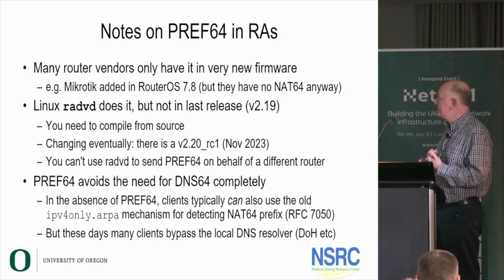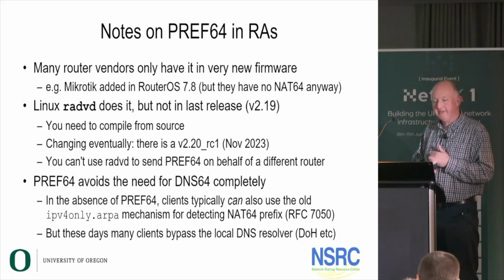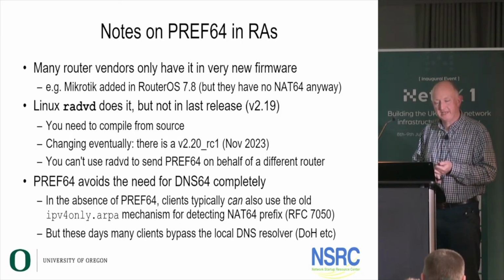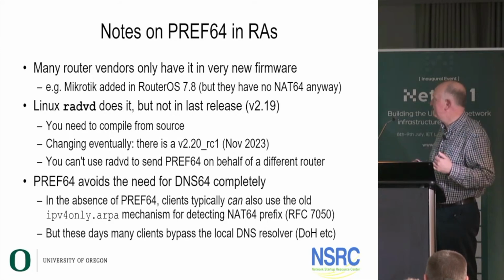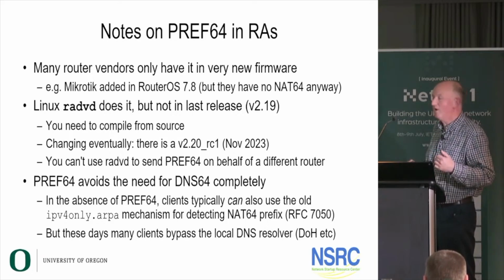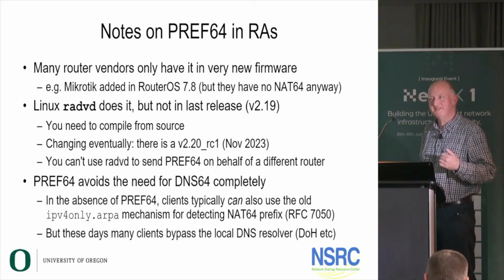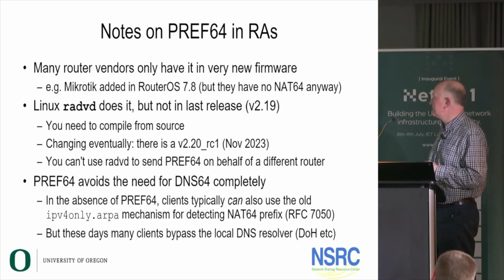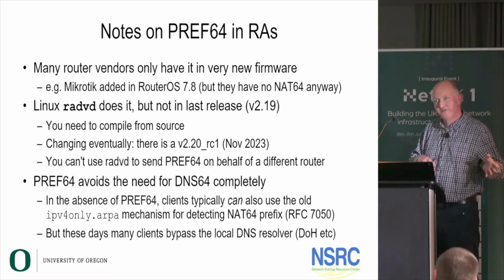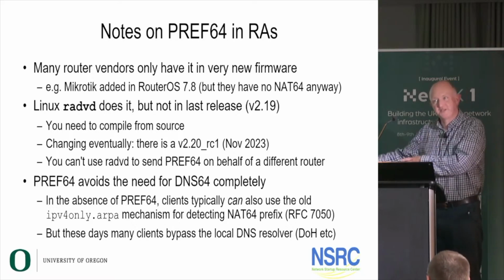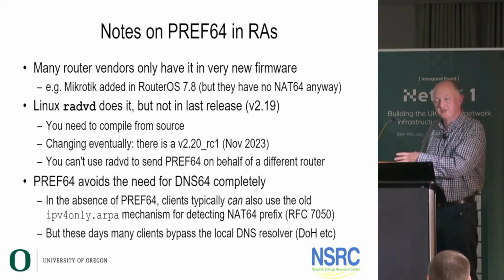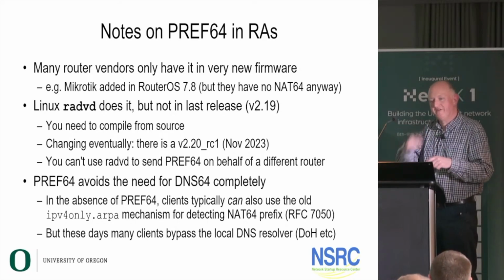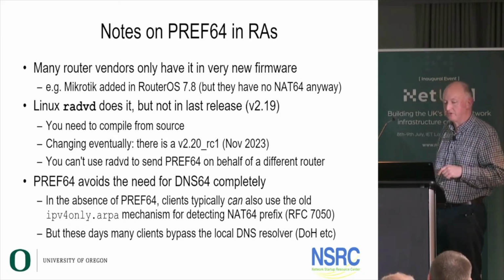In Linux, there's RADVD, the router advertisement daemon, but this feature is not in the latest release, so I had to compile it from source to get this. It's working towards it. There's been a v2.20 release candidate 1 for about the last 6 months or so. They still haven't turned it into a release. But if you compile it from source, it works. However, you can't use the router advertisement daemon to send these on behalf of some other router that's on the same network. So if you're going to do this, then your Linux box has to actually be the router itself. All your v6 traffic has to be routed through your Linux box.